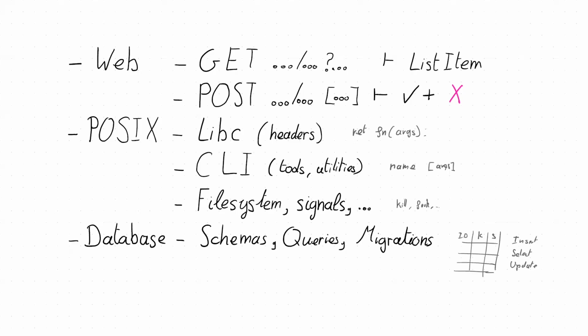Finally, a database also gives you some form of API, by saying the database schema itself describes what it is that you can do with the data. What data can you query? What data can you expect from it? What migrations make sense in this context?